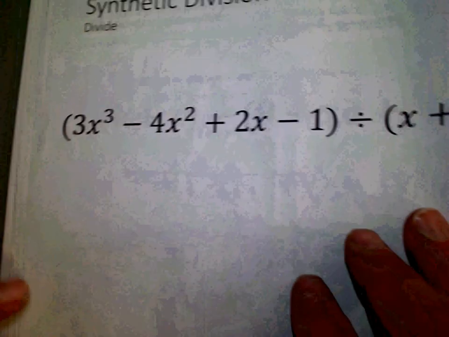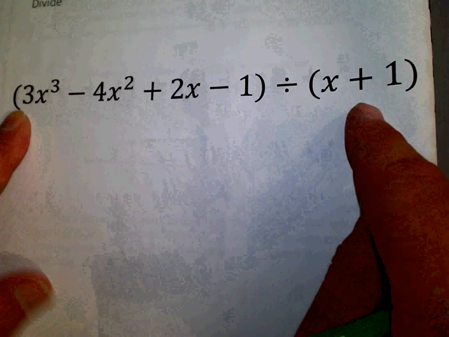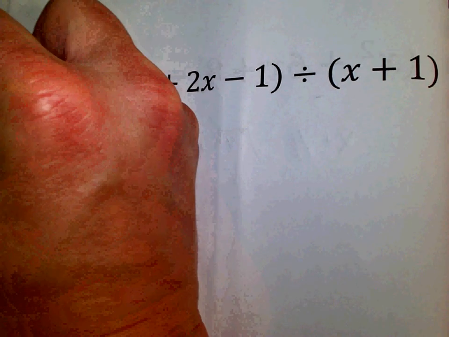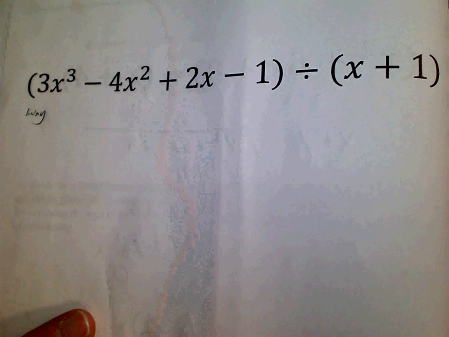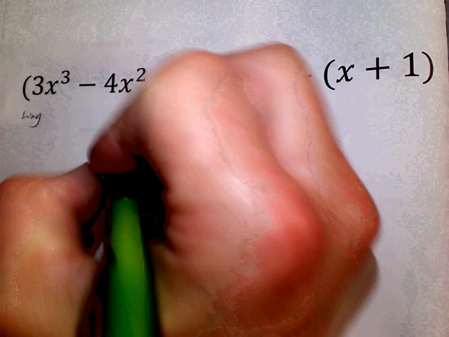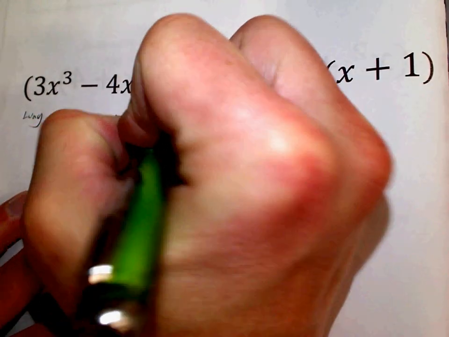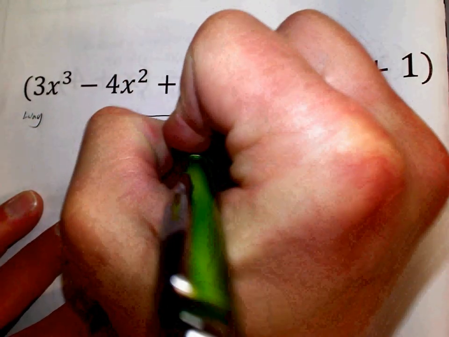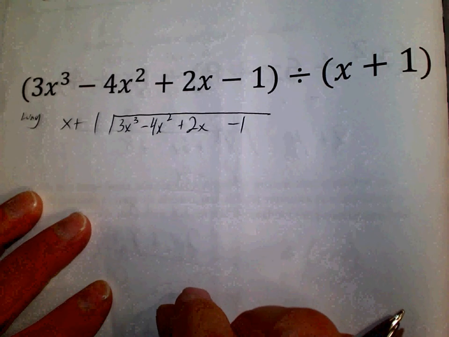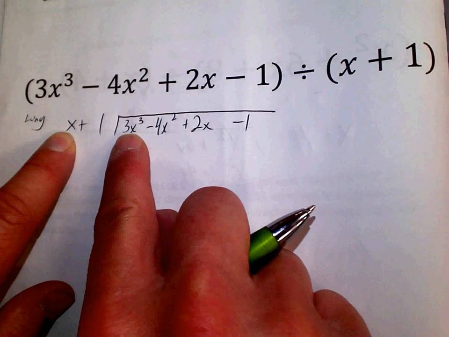All right. Here's a really big one. We're going to do long division one more time. So right up here, right along, just so we can practice it, and then we'll do synthetic division to show you that they're the same. So draw your little house. 3x to the third minus 4x squared plus 2x minus 1 divided by x plus 1. We look at the first. X times what is 3x to the third?